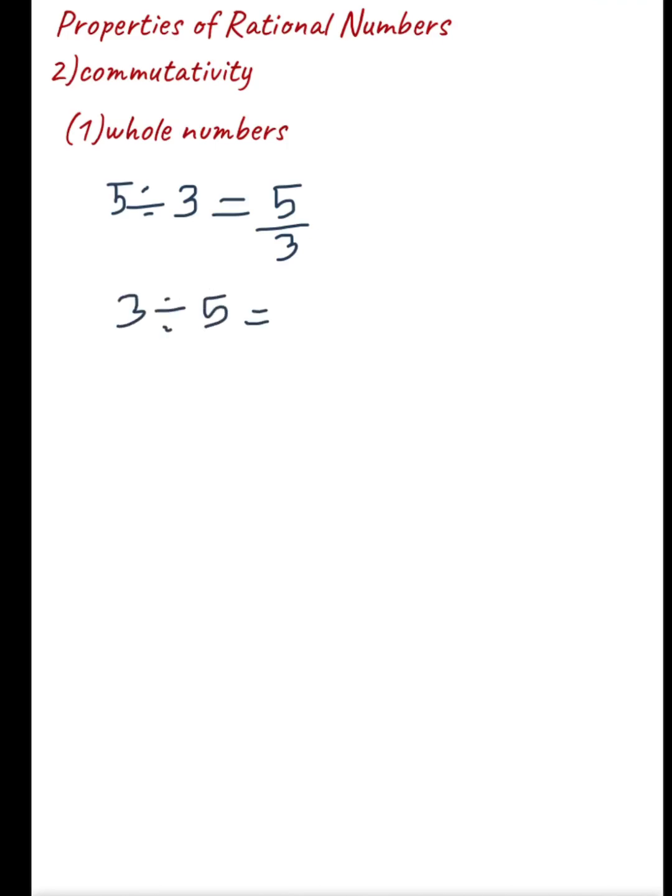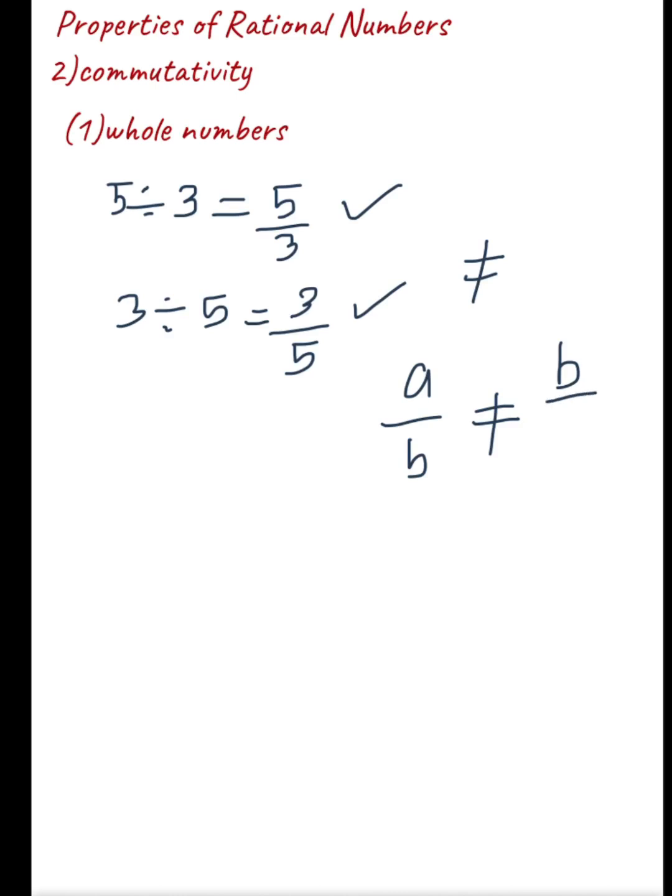So what is 3 divided by 5? You know that it's 3 by 5. So the first answer is 5 by 3 and the second is 3 by 5. You know that both are not equal. Or you can say that A by B is not equal to B by A.